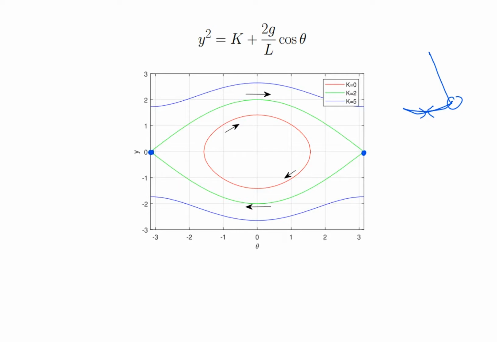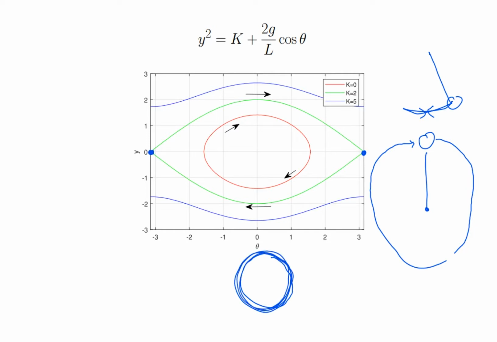And the green orbit says that if you start near the vertical up position, you will fall down, pass through the bottom, and return to the vertical up position. You see the angle increases from minus pi all the way around to pi. It will slow down and approach the vertical up position again. And as you increase the energy further to the blue curve, k equals 5, that corresponds to a solution where the angle is just constantly increasing.